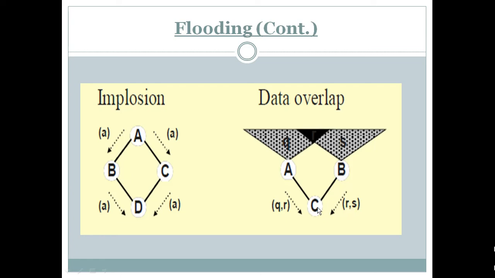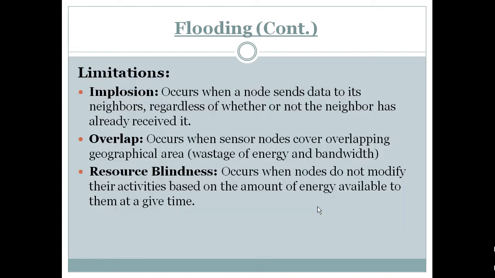Here, as we can see, the overlapping of our area is making the delivery, or the flooding, of the same data to node C. So this is what overlapping or data overlap means: the neighbor nodes are receiving a duplicate or redundant message of an overlapping geographical area. Of course, this leads to wastage of energy and wastage of bandwidth also.